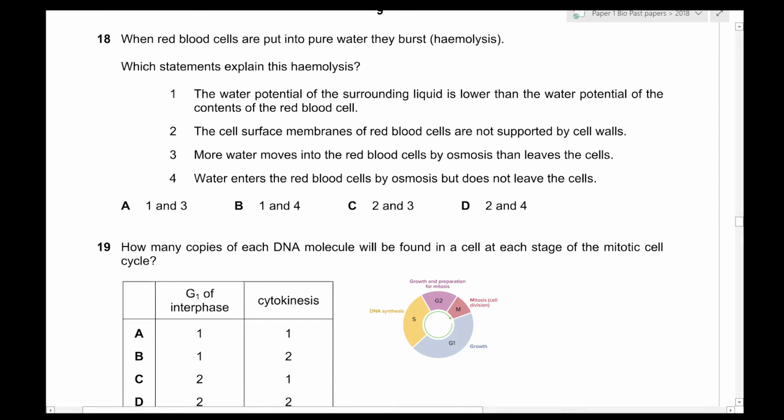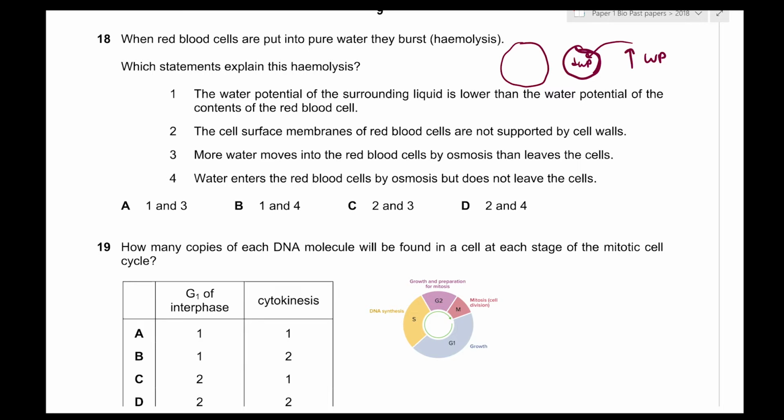18. When red blood cells are put into pure water, they burst by hemolysis. Which statement explains this hemolysis? Now, pure water definitely has a higher water potential than the inside of the cell. The inside, because of the solutes and particles present, has a lower water potential. And as we all know, by osmosis, water goes from a higher water potential to a lower water potential. And what happens is the cell keeps swelling until it bursts.